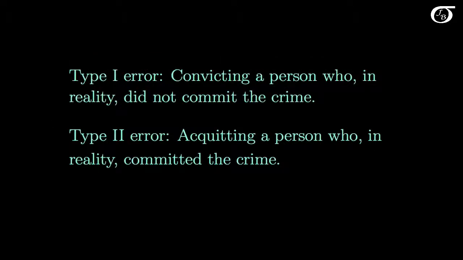In a criminal trial setting, a type 1 error would be convicting a person who, in reality, did not commit the crime. In other words, rejecting the null hypothesis when it is in fact true. A type 2 error is acquitting a person who, in reality, committed the crime. In other words, not rejecting the null hypothesis when it is in fact false. Nobody likes the idea of spending the rest of their life in jail for a crime they did not commit. And so, as a society, we've decided to make the probability of a type 1 error small by using language like beyond a reasonable doubt.